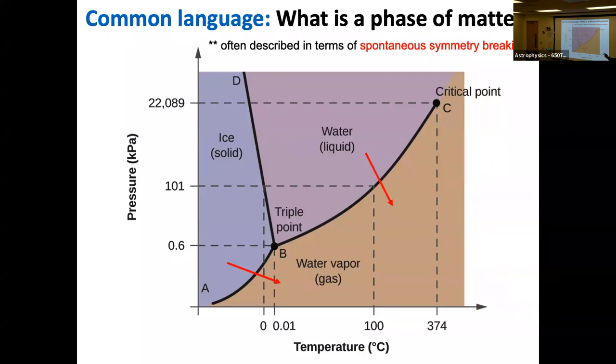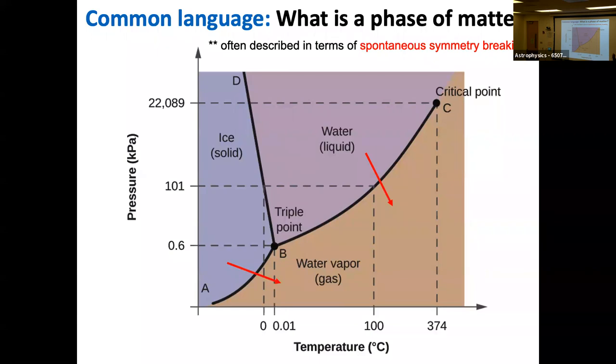It turns out within the statistical mechanical formulation of phases of matter, this idea of a phase of matter is intimately connected to this notion of the breaking of some symmetry. And I want to illustrate, to get a feeling in our bones for why that's the case, with a phase diagram that you're all extremely familiar with, which is the pressure-temperature phase diagram of water.